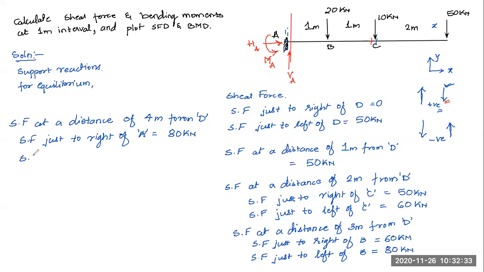Okay. So once I move my section just to the left of A, to the left side of A, what will happen now? Over there, that reaction at A will come into the picture. So when I come slightly to the left of A and we calculate the shear force here, it will be 50 plus 10 plus 20 minus 80, because this is in opposite direction to these forces. So it will come out to be 0.